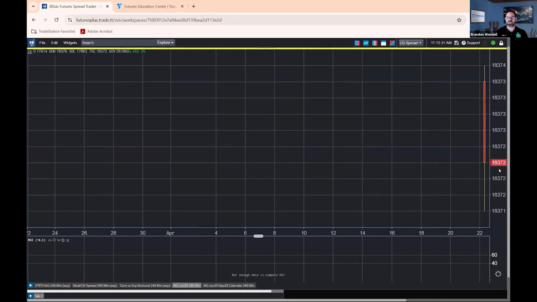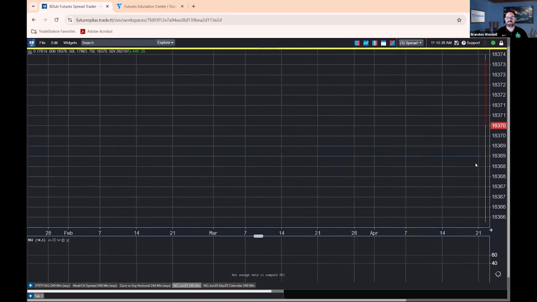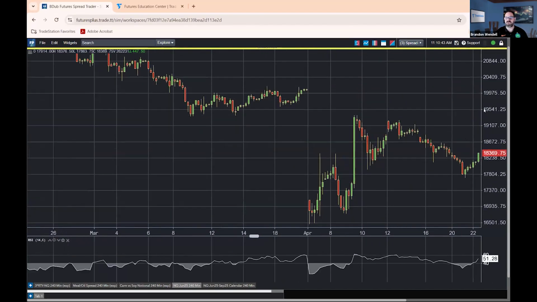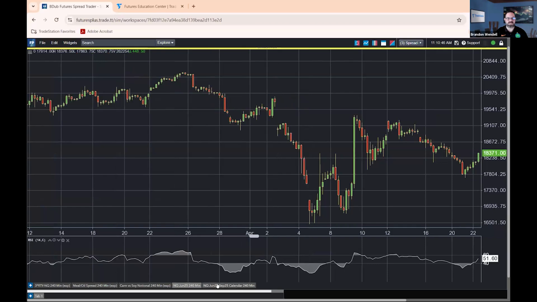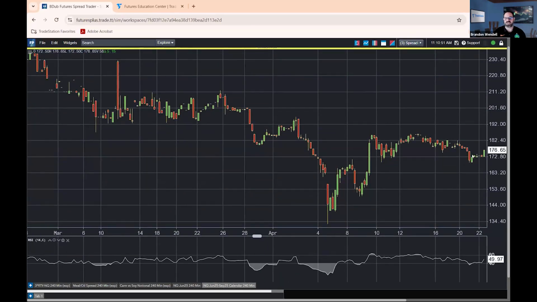You can see the single contract is trading around 18,368 right now. And obviously jumping around a little bit. And again, the contracts, they'll populate. There it goes, finally. It'll keep loading up. But when I look at the spread, this is a chart of the June minus the September contract. And you can see the price difference is being shown.